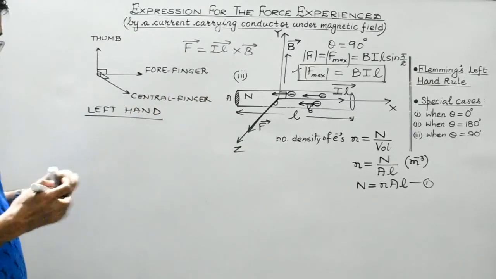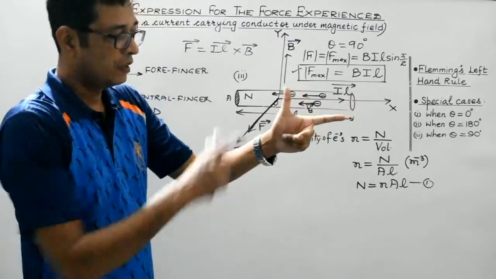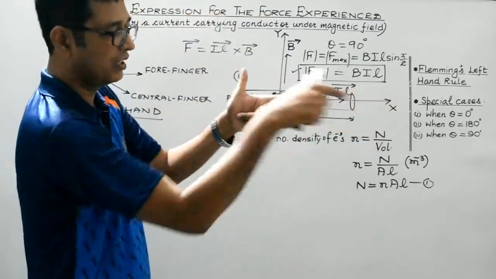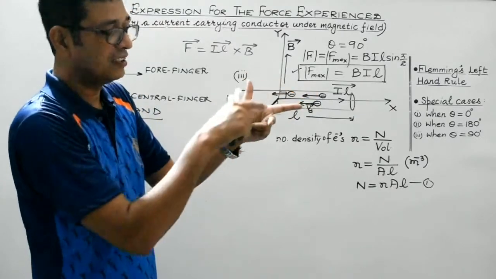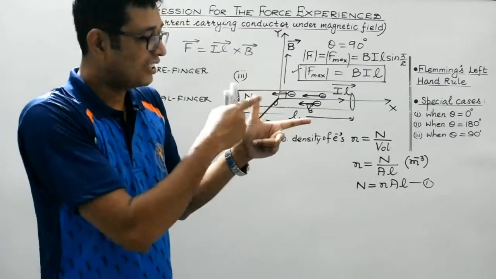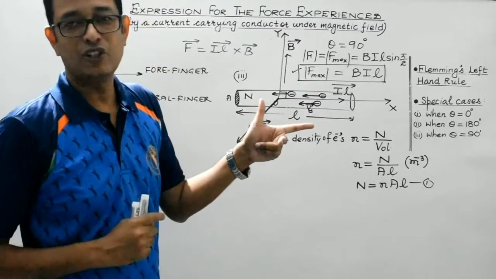Right? Like this. This is the left hand. So this is the thumb, this is the forefinger and this is the central finger. We need to stretch the thumb, forefinger and the central finger in such a manner that all the three are mutually perpendicular to each other.